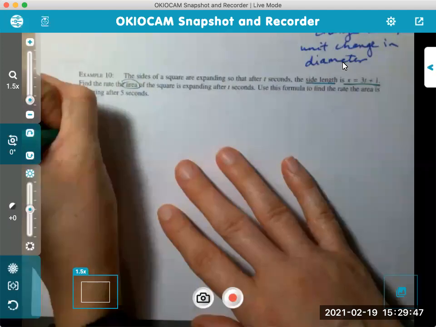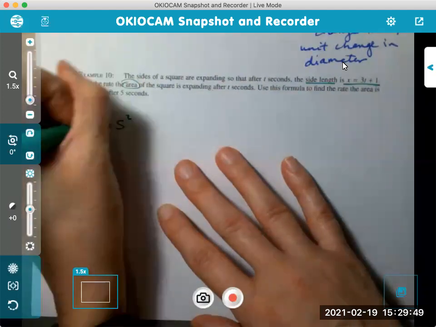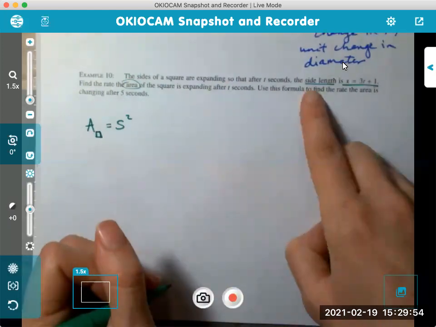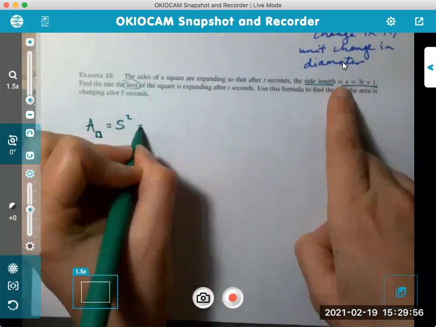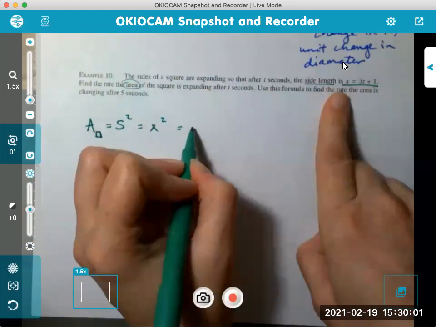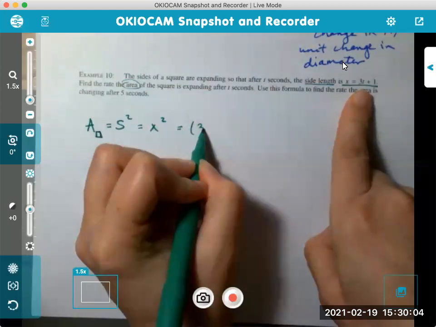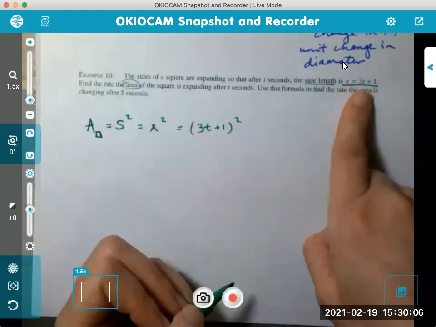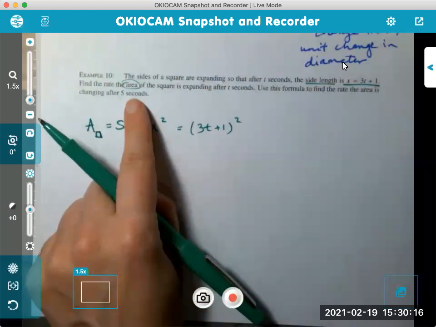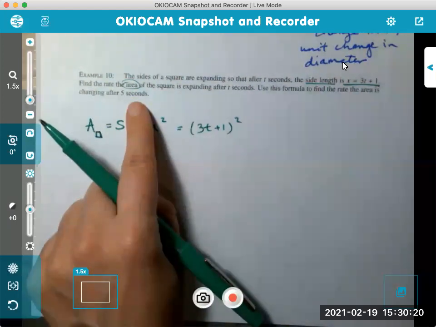Remember that the area of a square is just equal to the side squared. So making a substitution, if my side length, they're calling it x, that's now x squared. Now substituting for x, this is 3t plus 1, quantity squared. So really, this is the equation we're taking the derivative of. So pause the video, give it a whirl. Again, I do want you to go all the way to find the rate at 5 seconds, pardon me.